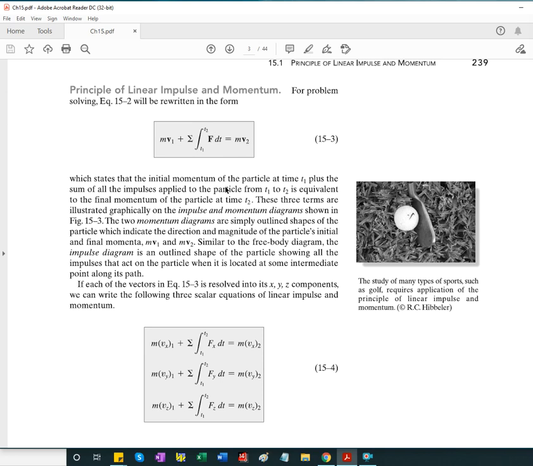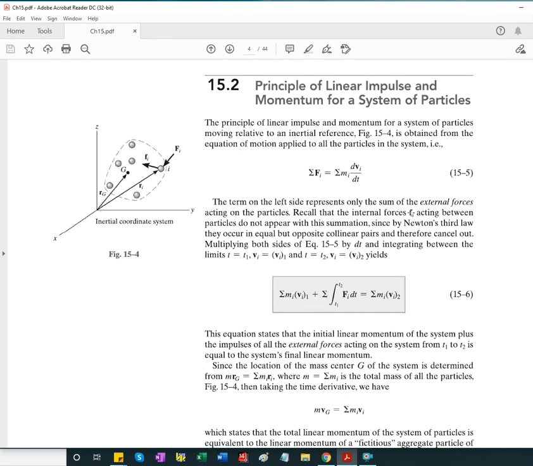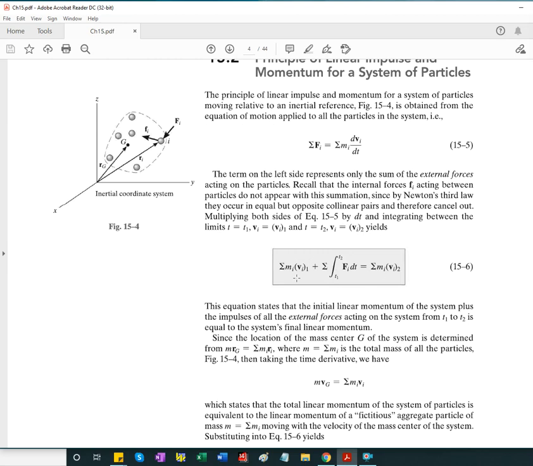For impacting situations between particles or a particle with a wall, we're talking about linear momentum conservation. Although energy is not always conserved, unless we have, you will see, ideal impact. Okay, so if we have systems of particles, then we're talking about the sum of their linear momentum initially and finally, and then the sum of external forces acting upon the system. Again, internal forces occur in pairs, action and reaction, and their net effect is zero.